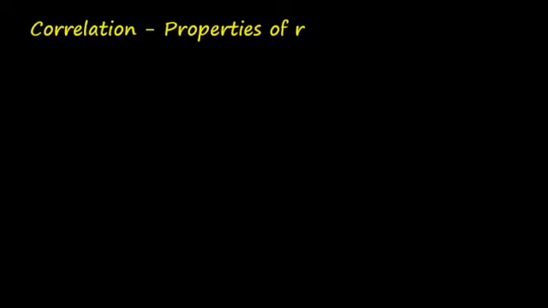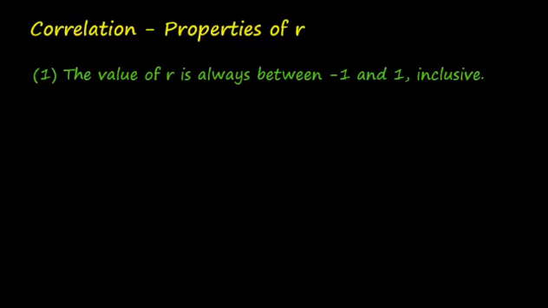Now let's go over the properties of the linear correlation coefficient r. The value of r is always between -1 and +1 inclusive. So another way we can write that is -1 is less than or equal to r, which is less than or equal to +1, inclusive meaning it could be equal.